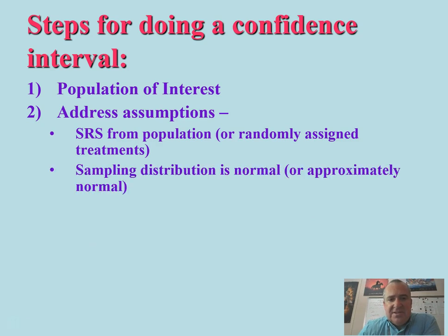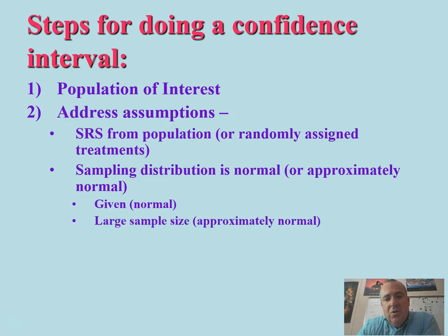Secondly, you want to address assumptions. There are three basic assumptions that we want to address. First, it needs to be randomly assigned. Secondly, the sampling distribution needs to be normal or approximately normal. Now, there's a bunch of different ways. We talked about this in the last chapter. How do we know if a sampling distribution is normal? Well, the easiest way is if it's given. It just flat out tells you it's normal. That's great. Or if there's a large sample size, then it's approximately normal.